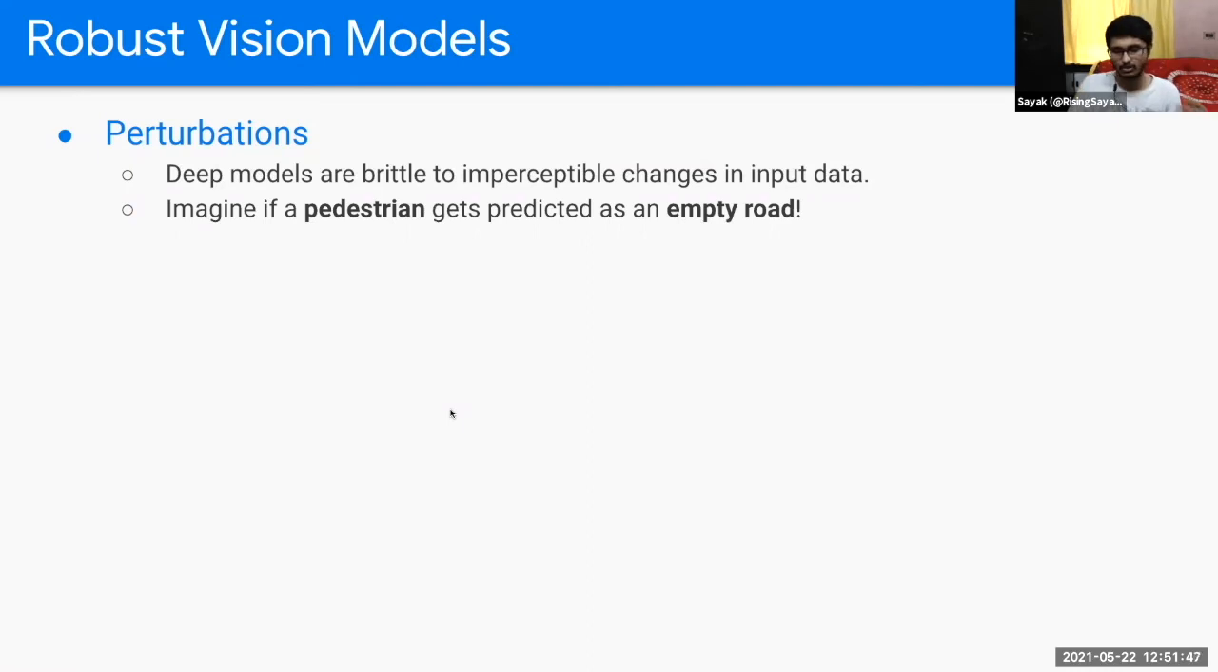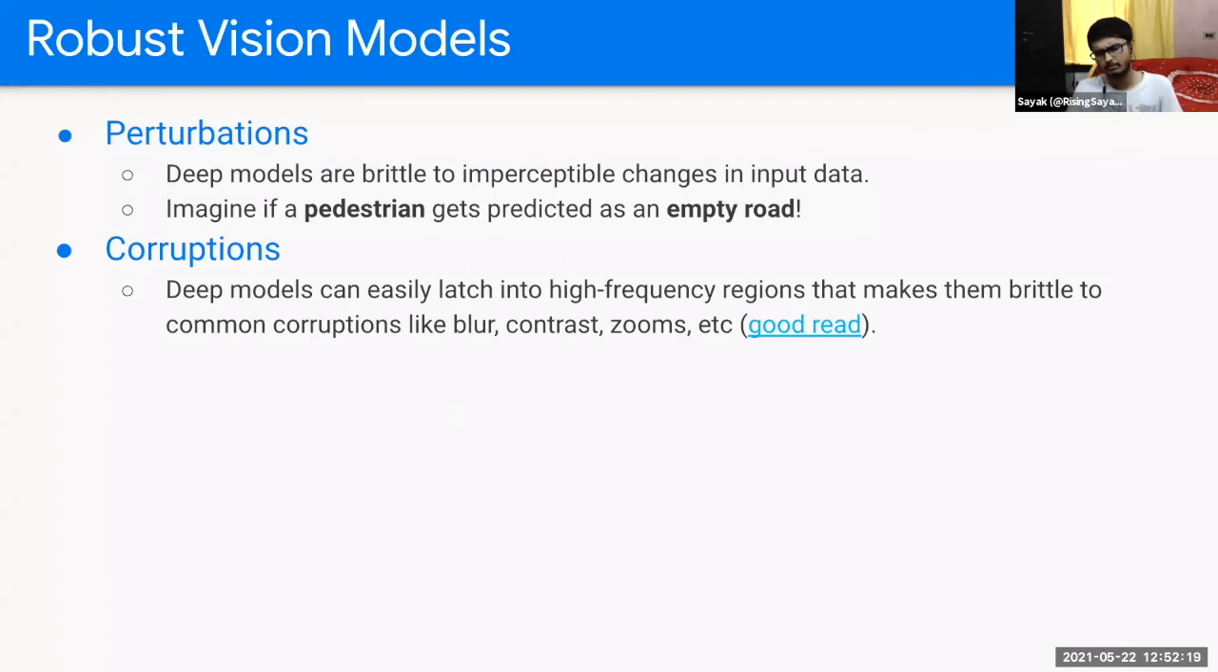And also, think of applications like self-driving cars, where a pedestrian maybe got predicted as an empty road. Think of the kind of implications it would have on the company that got that prediction wrong, right? So yeah, these are very essential aspects when you are deploying vision models that have safety critical aspects in them. So another part is corruptions.